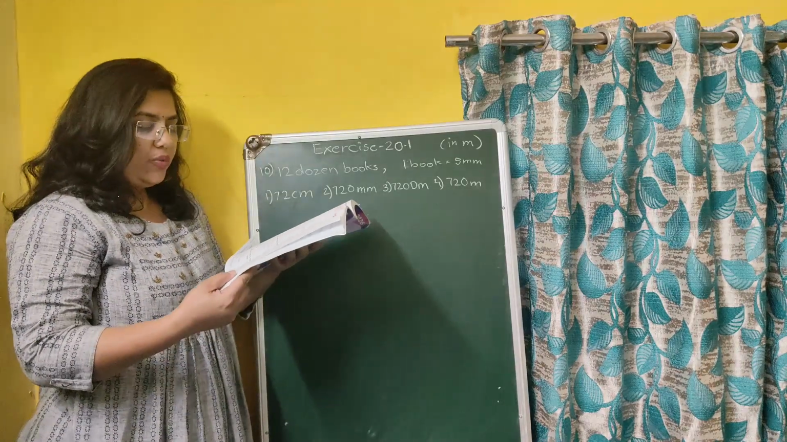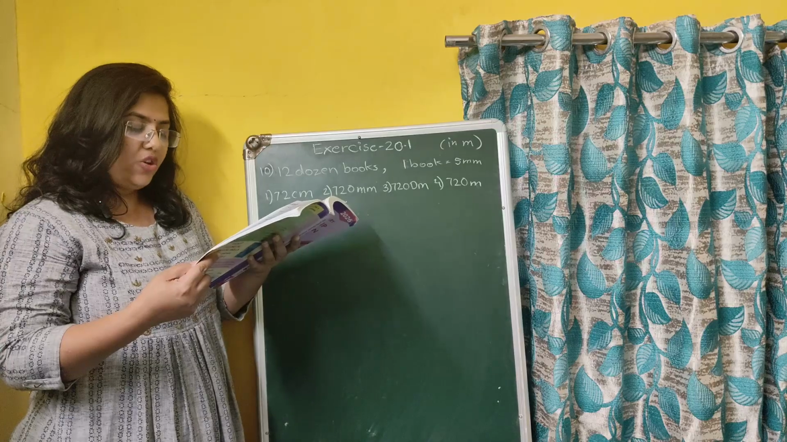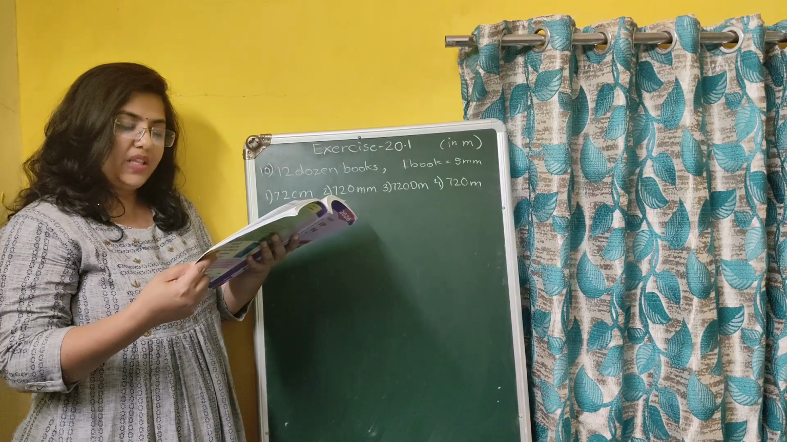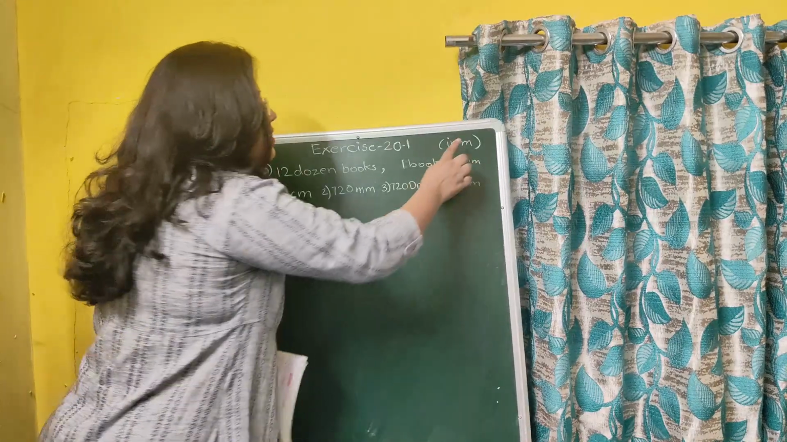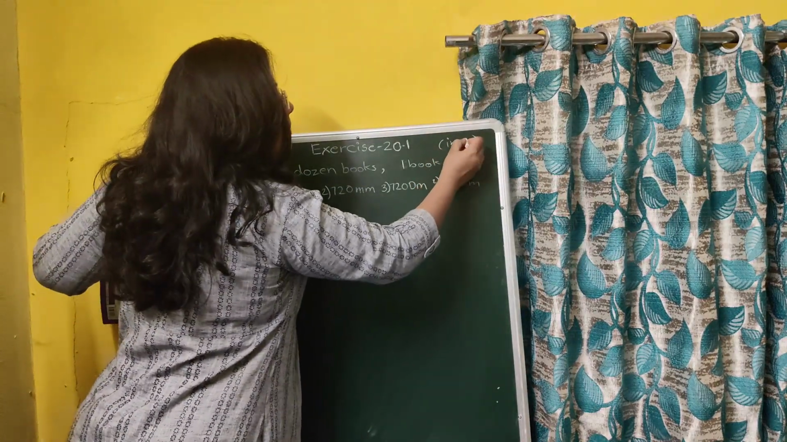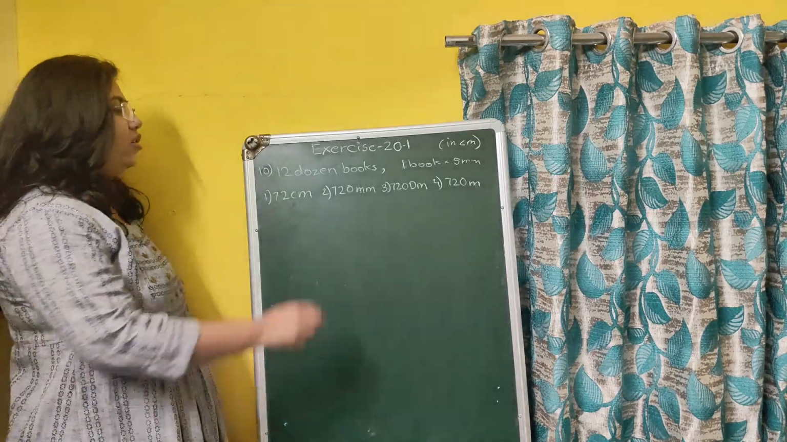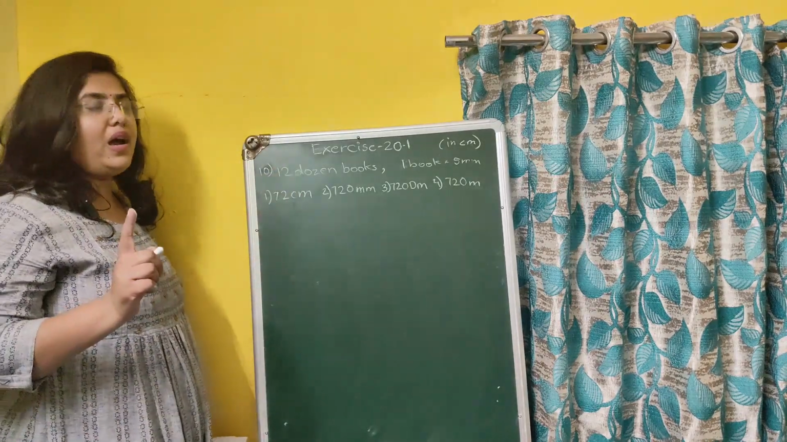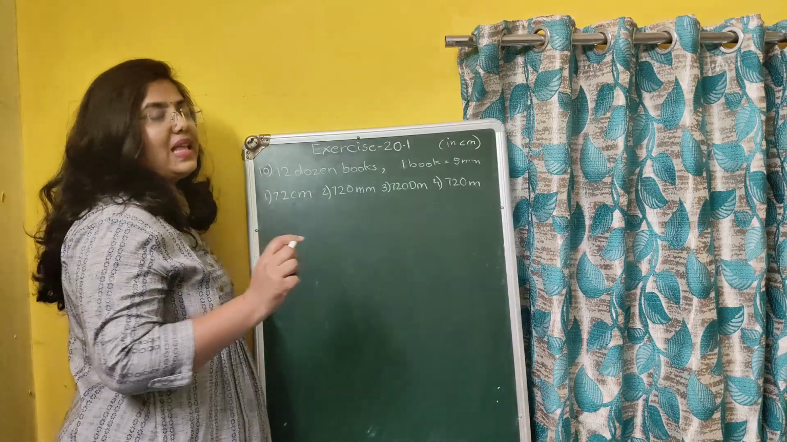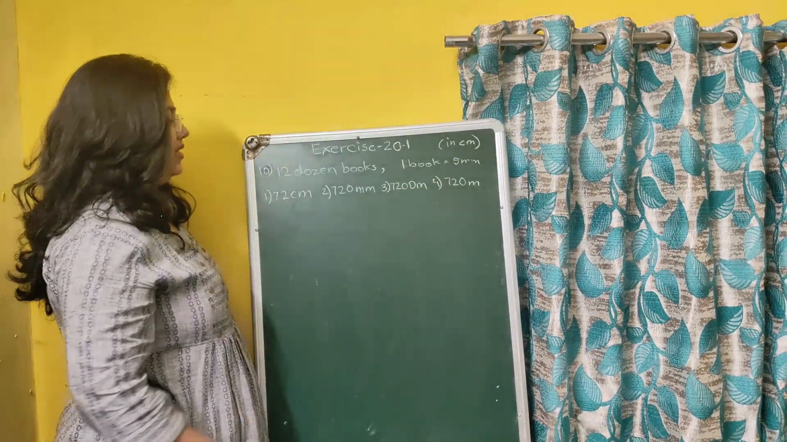Now let us see the last example of 20.1, that is 10th example. What is it? 12 dozen notebooks are packed in one bundle. If the thickness of each notebook is 5 mm, then what is the height of the bundle in centimeters? Now, how many books are there? 12 dozen. एक के ऊपर एक रखिए. 12 dozen books है. और हर एक बुक का thickness कितना है? That is 5 mm. So let us see how much is that height.